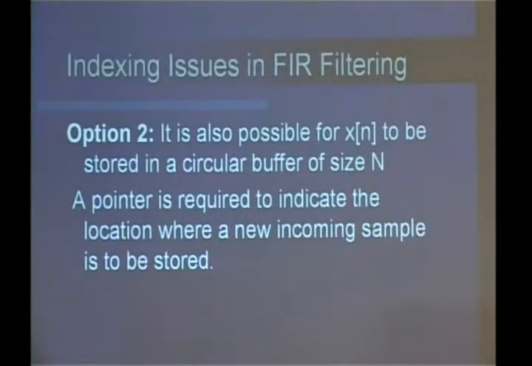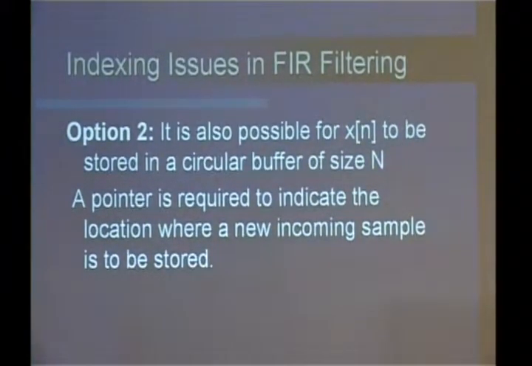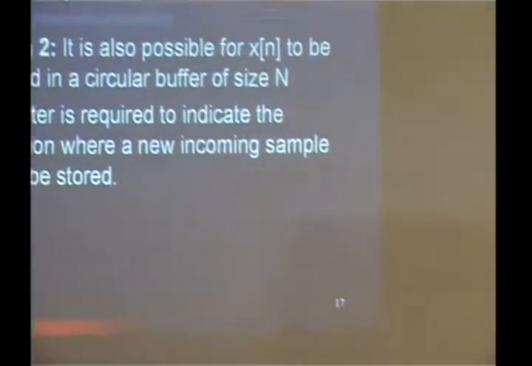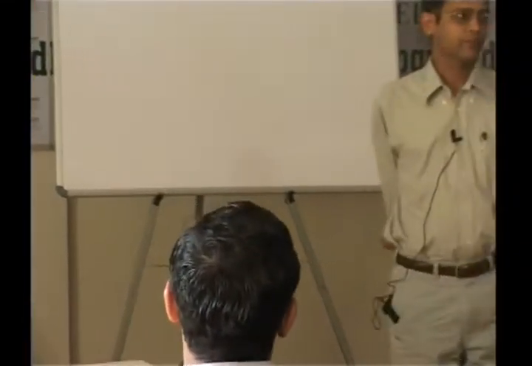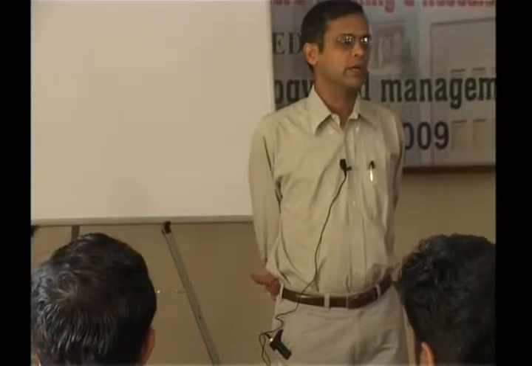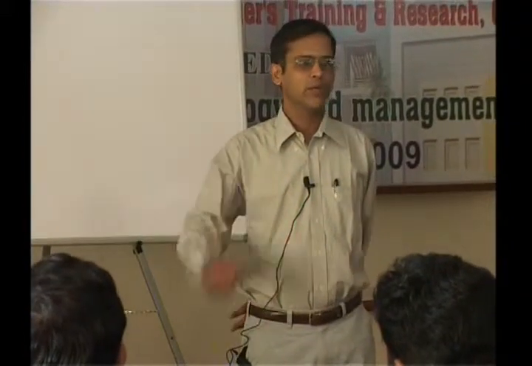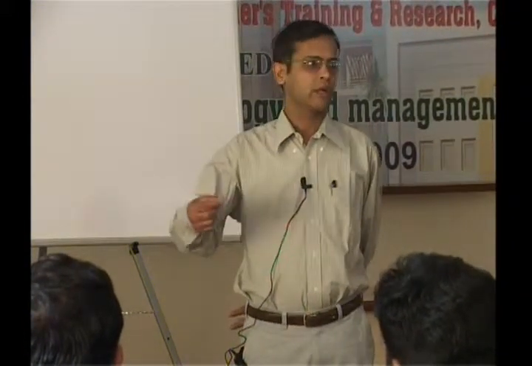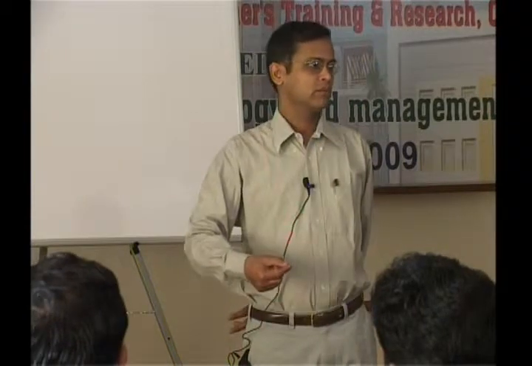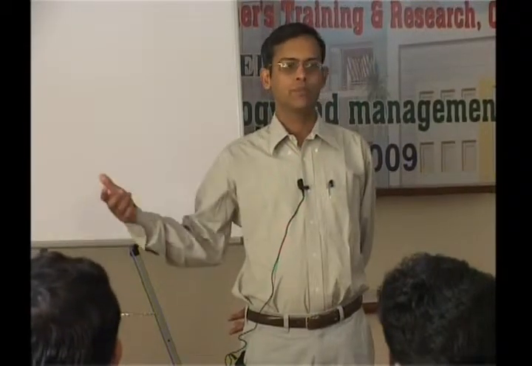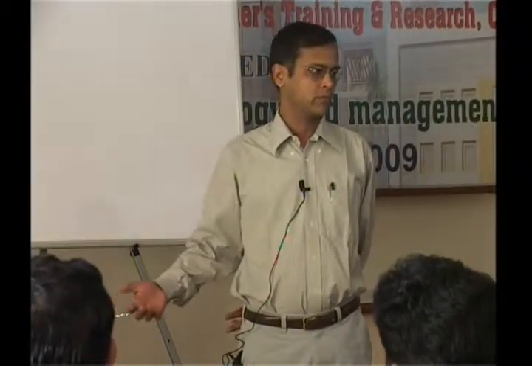But for the input also we can consider using a circular buffer. Is it not? I store numbers from x of n to x of n minus capital N plus 1. Whenever the new input arrives, I can put it in different locations. I can store it in the place of x of n minus capital N plus 1, which I no longer require.